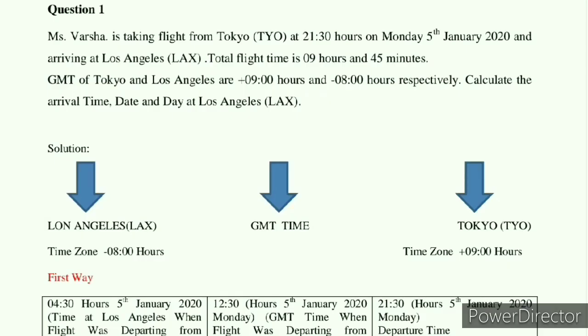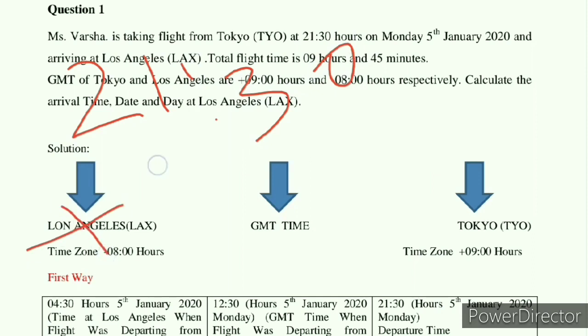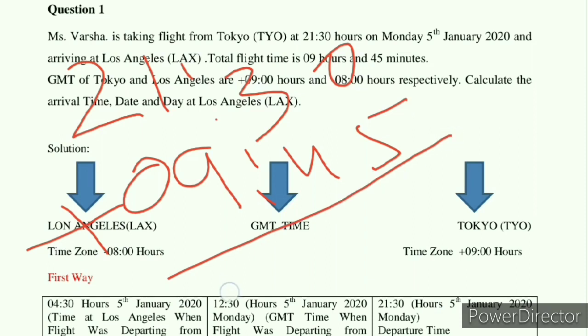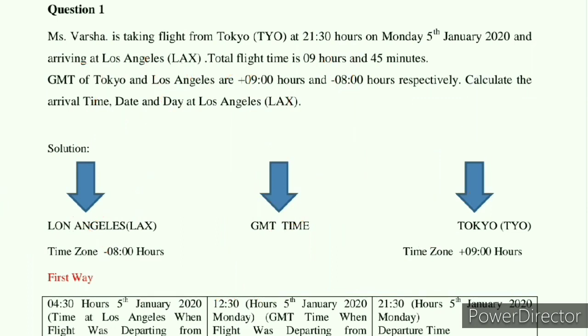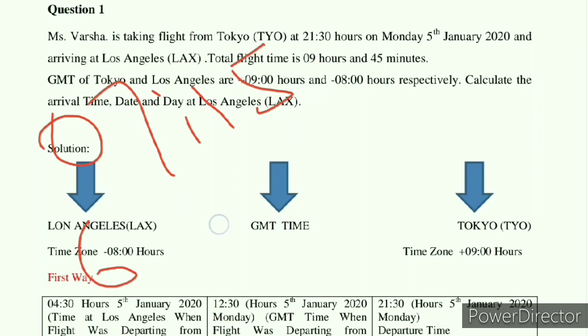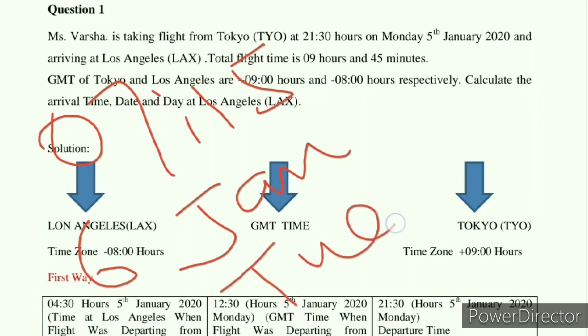As per her understanding, she should reach the destination at 21 hours 30 minutes plus the total journey of 9 hours 45 minutes, and that will come to 7 hours 15 minutes the next day, that is 6 January. At 7 hours 15 minutes she will reach the destination, and the date will get changed. Now it will become 6 January, and even the day will get changed. Now it will be Tuesday.